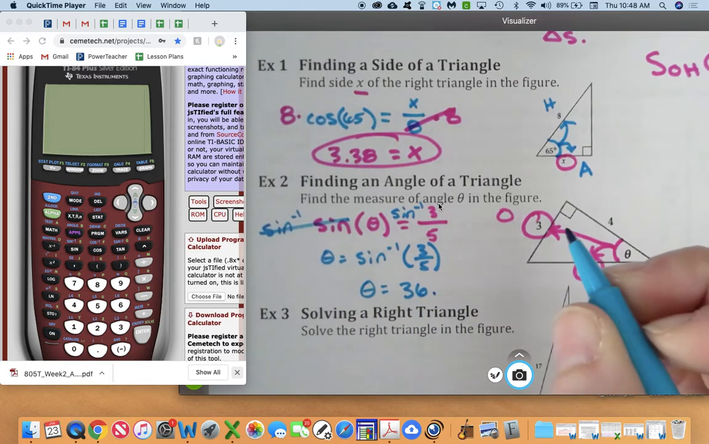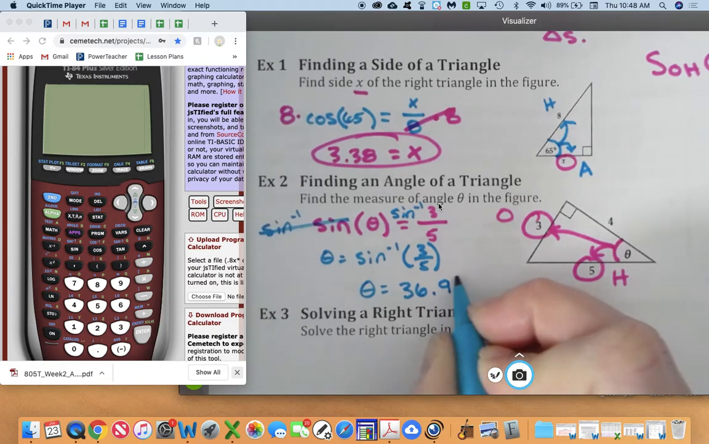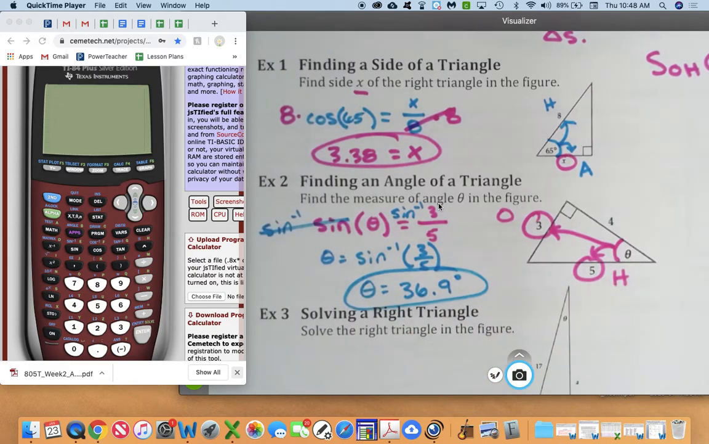36.9. We'll do 1 decimal. 36.9 degrees. Done. I have a question. Yes, ma'am. 6, 9, minus 3. Maybe that's all you need.